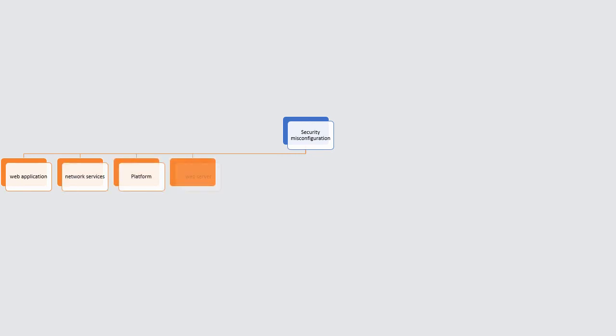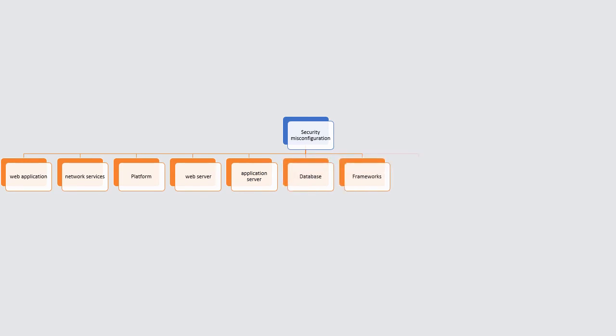Security misconfiguration can happen at the web application, network services, platform, web server, application server, database, frameworks, custom code, pre-installed virtual machines, containers, or storage.